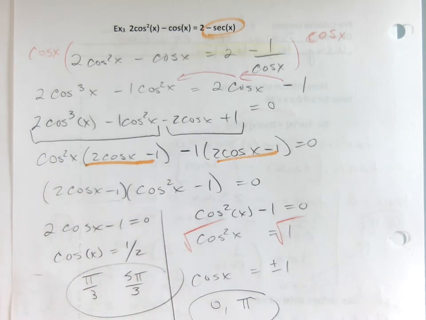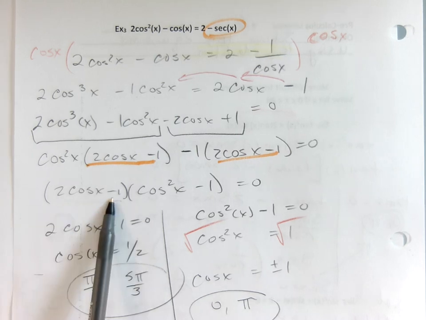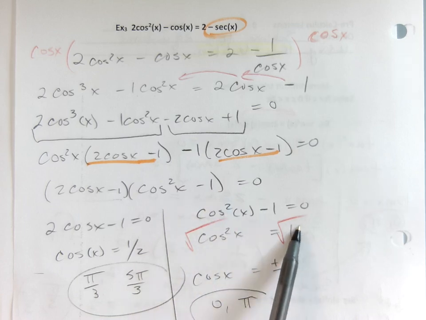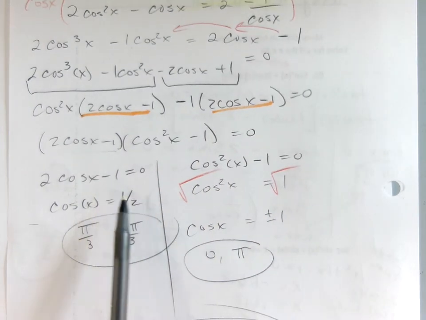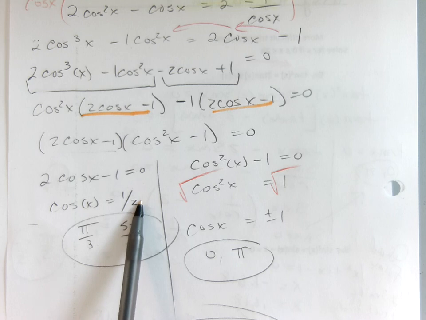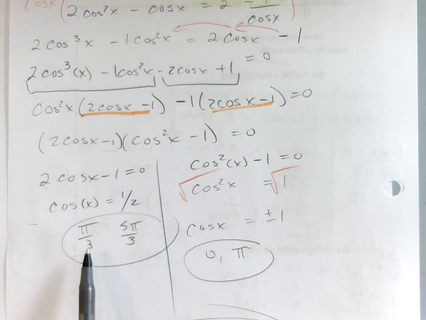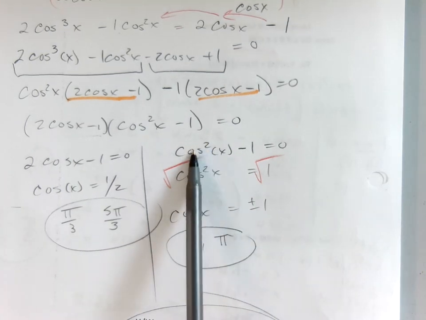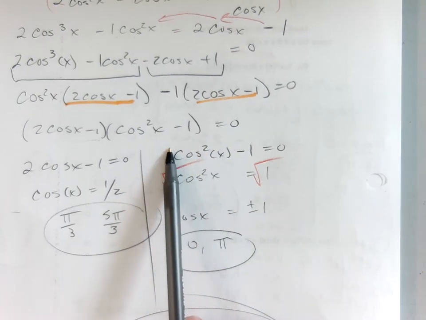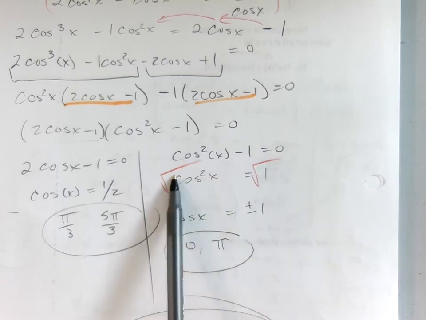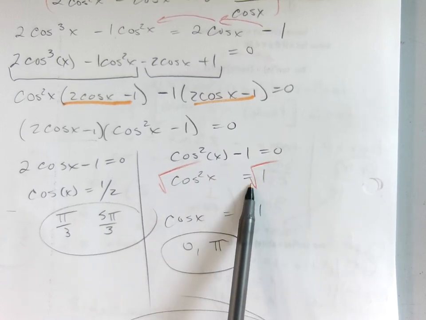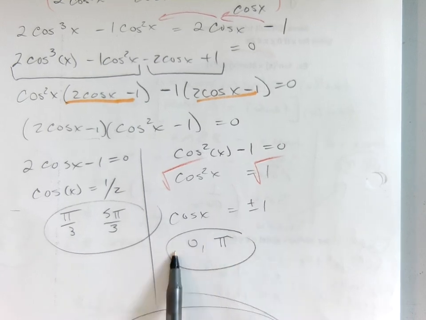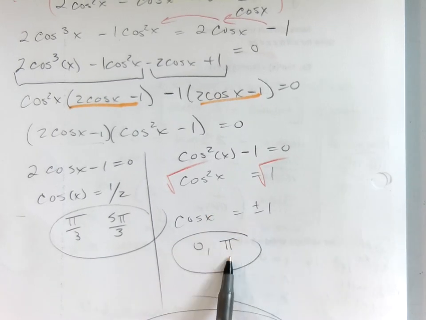Okay, now I've got my mini equations. 2 cosine of x minus 1 equals 0, and cosine squared of x minus 1 equals 0. Of course, I solved. Add 1, divide by 2. I get cosine equals 1/2, and that's on the unit circle at pi thirds and 5 pi thirds. On the second mini equation, I added 1 first, then square rooted both sides. The square root of 1 is plus or minus 1. So cosine of x equals 1 at 0, and cosine of x equals negative 1 at pi.